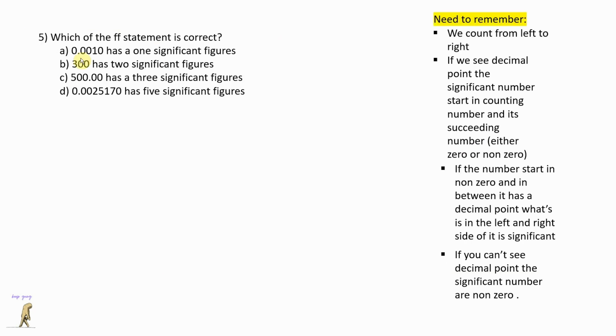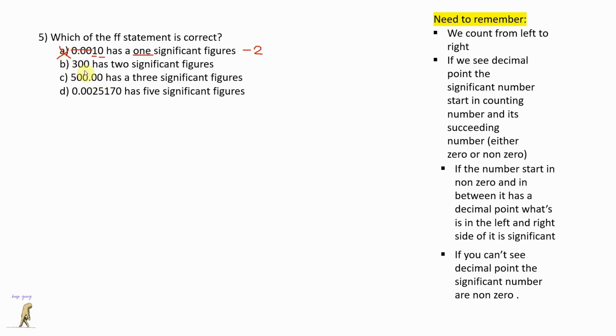Next, number 5. First, we need to prove which of the following is correct. This time, as we know, this leading 0 is not significant. This non-zero is significant, and this, what we call a trailing 0, is significant. So it has 2 significant figures. As it says, it has 1 alone, so it is not right.